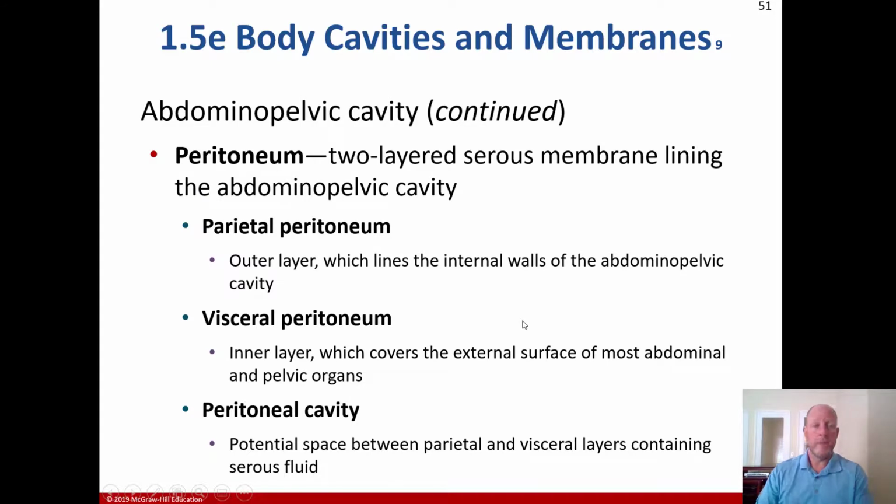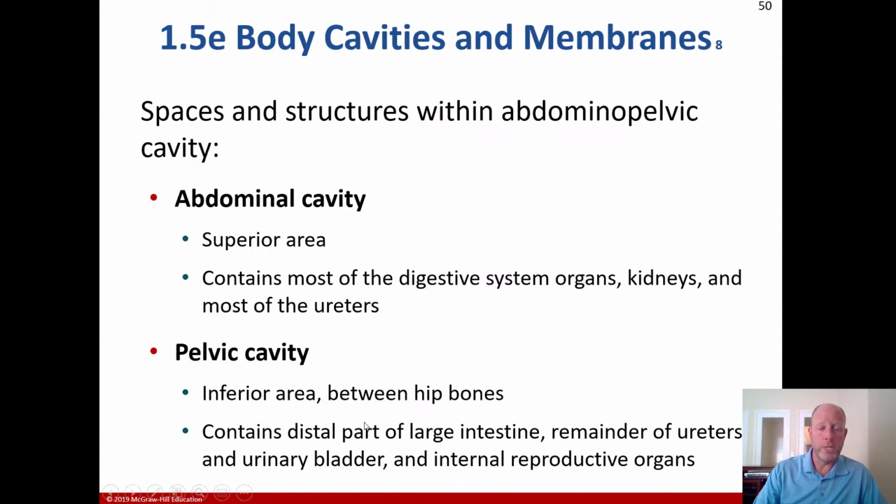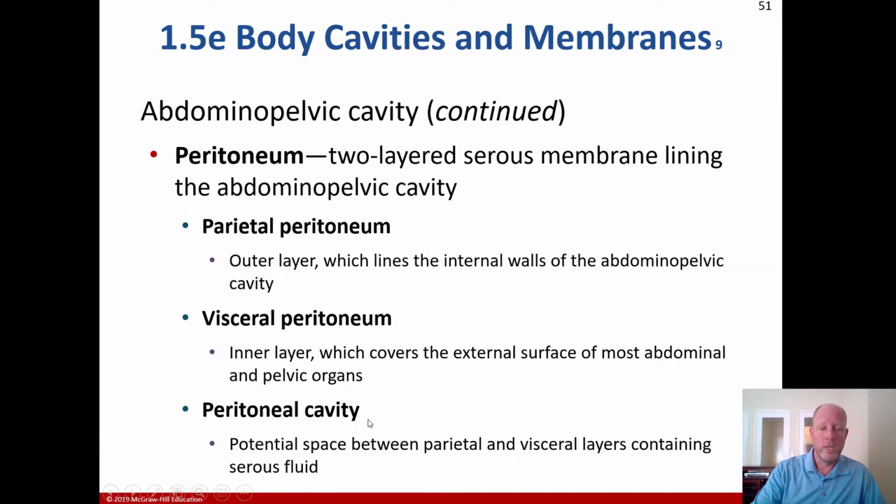Now, the abdominal cavity includes your peritoneum, which is a two-layered serous membrane lining the abdominopelvic cavity. The parietal peritoneum, the outer layer, lines the internal walls of the abdominopelvic cavity. The visceral peritoneum, the inner layer, covers the external surface of most of your abdominal and pelvic organs. And the peritoneal cavity is basically a potential space between the parietal and the visceral layers containing the serous fluid.